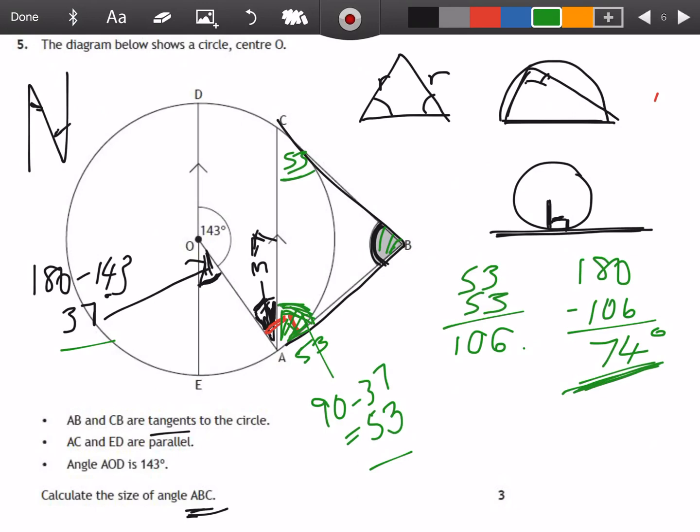Okay, remember when it comes to the exam, you write on the exam paper, just in the same way that I've shown you. Okay.